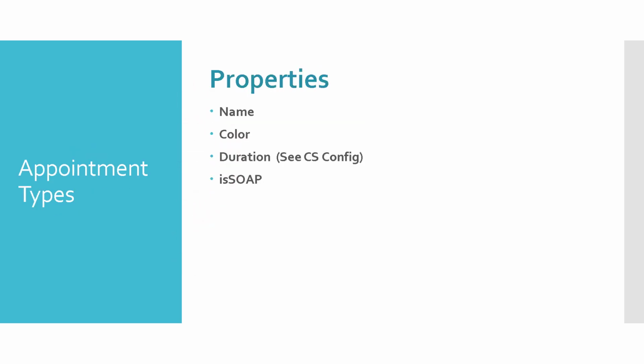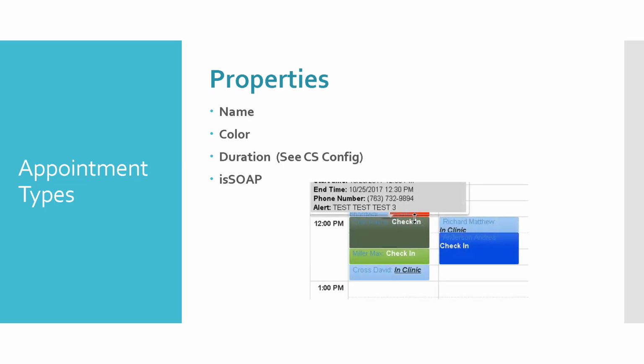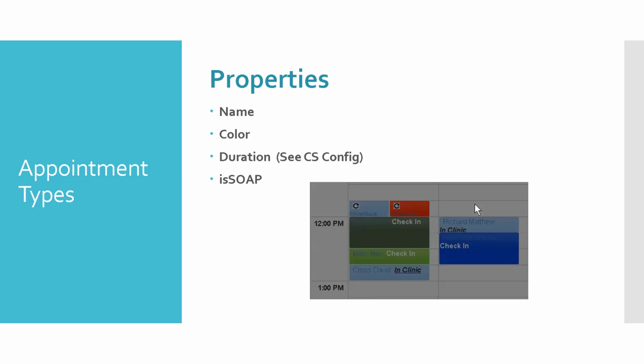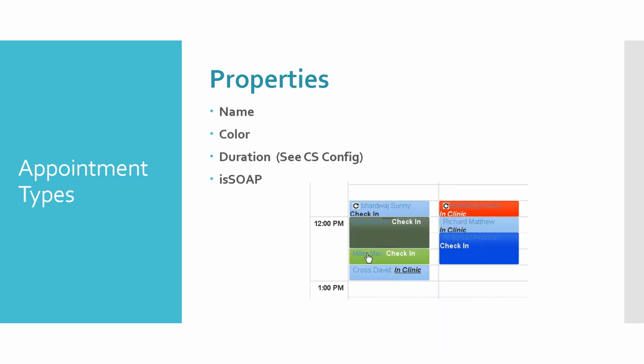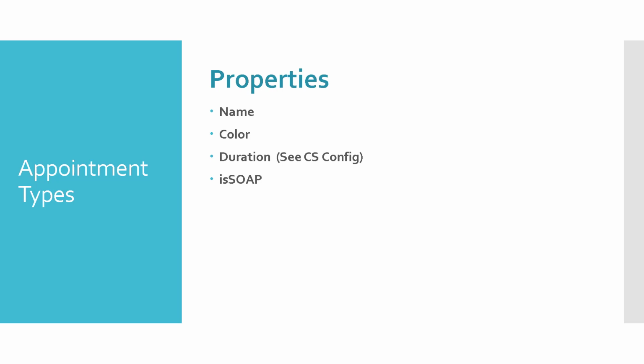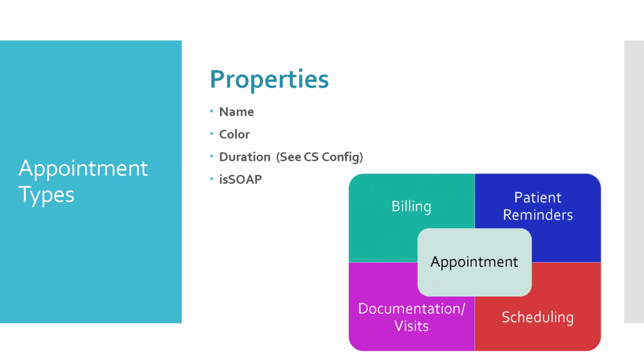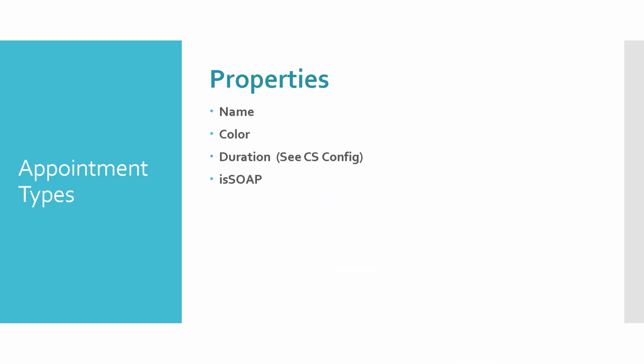As you recall, appointments refer to the scheduled encounter for a patient. An appointment record is created when a patient is scheduled to come into the clinic. The appointment ties information regarding the patient encounter, billing, documentation, and payments together. An appointment has a default duration and can produce documentation or not. Let's take a closer look at the properties of appointment types.